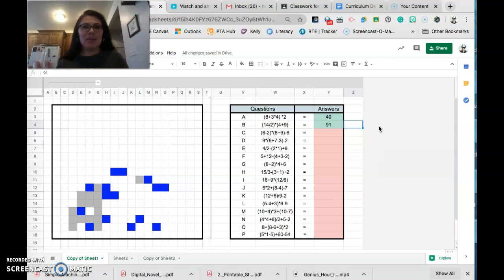All right, that's all I'm going to help you with. Let me know if you need help. Remember, the star means multiply. The line means divide. Good luck. Have so much fun. I can't wait to see what the final picture is.